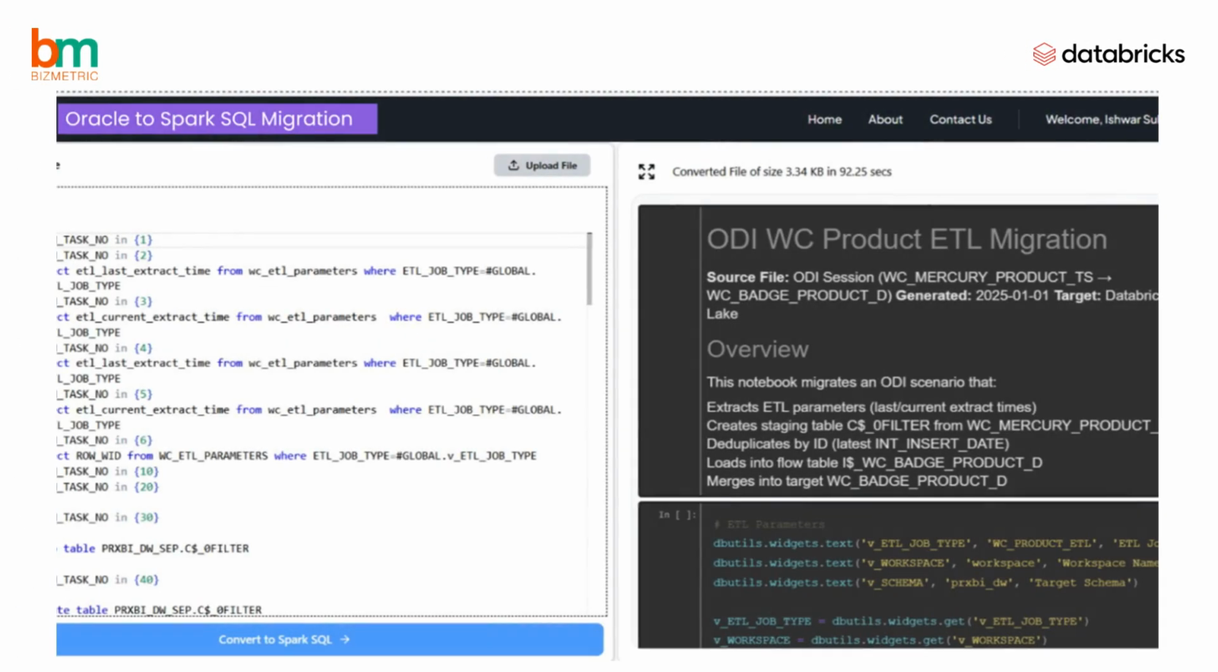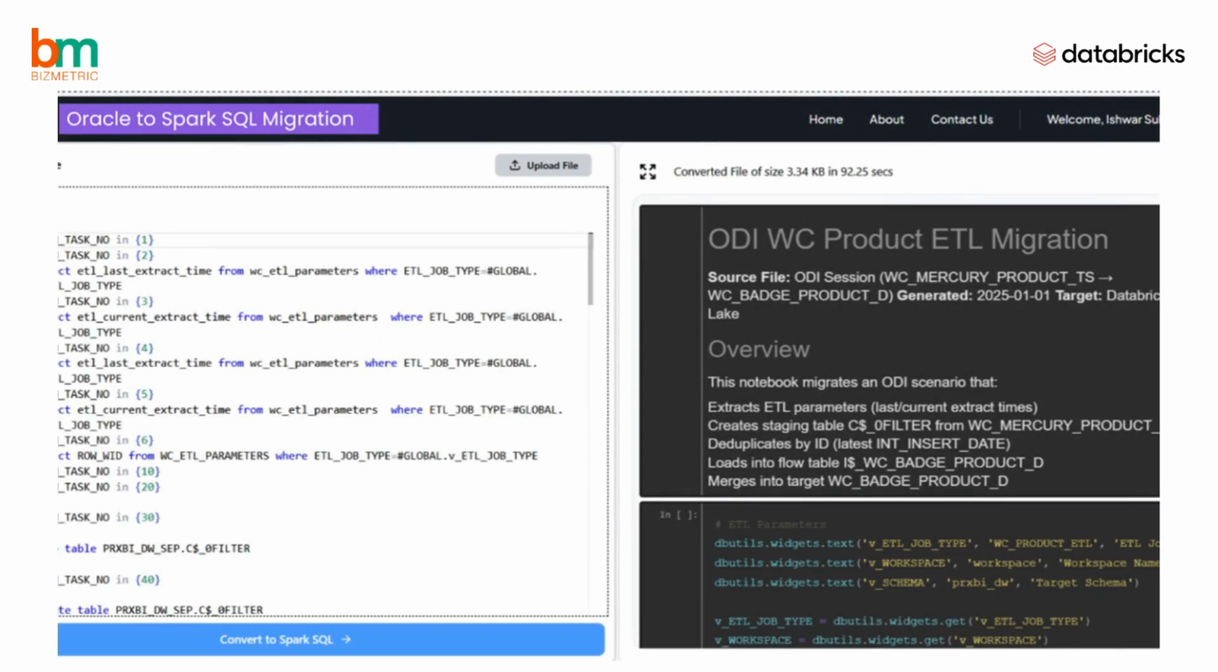Our Oracle to Databricks code converter uses Gen AI to automatically transform legacy Oracle scripts into production-ready Spark SQL code with high accuracy and business logic preservation. Powered by RAG, intelligent transformation engines, and continuous learning, it accelerates migration while reducing manual effort, errors, and modernization timelines.